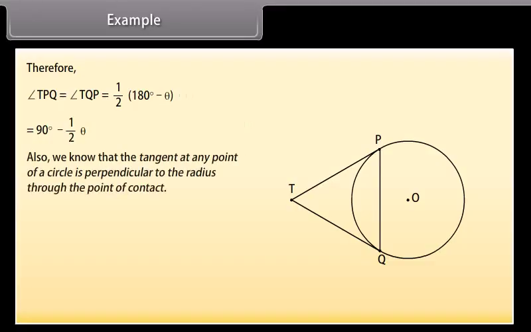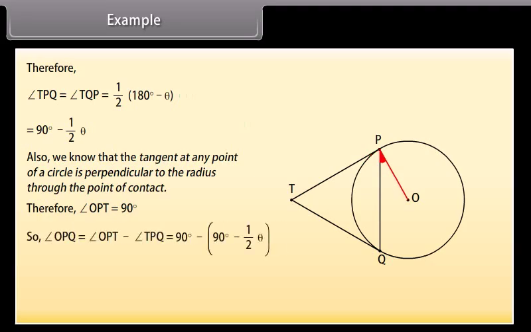Also, we know that tangent at any point of a circle is perpendicular to the radius through the point of contact. Therefore, angle OPT is equal to 90 degree. So, angle OPQ is equal to angle OPT minus angle TPQ, which equals 90 degree minus 90 degree minus 1 upon 2 theta, equal to 1 upon 2 theta, equal to 1 upon 2 angle PTQ, or angle PTQ is equal to 2 angle OPQ.